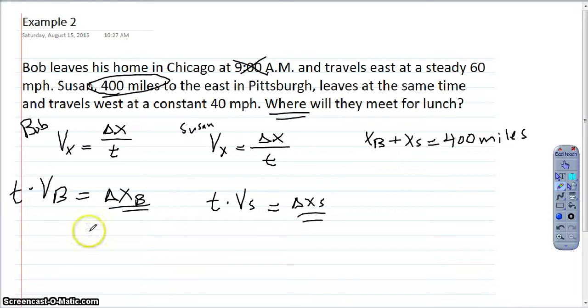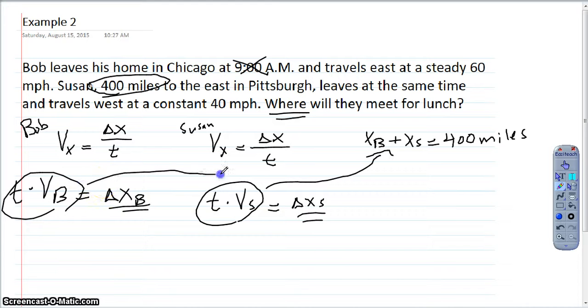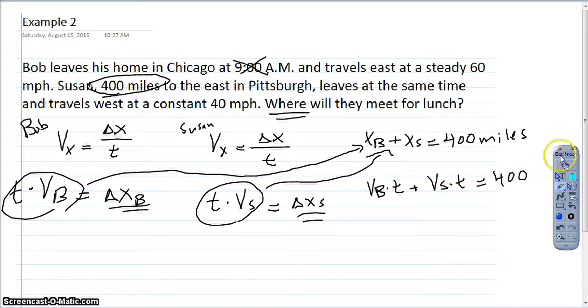Okay, so in this case, if I just substitute these values in, if I take Susan's and plug that in for Susan over there, and I take Bob's and plug this in for Bob's, my handwriting again is not very good, but that's alright. Then I've got the velocity that Bob's traveling times the time, plus the velocity that Susan is traveling times the time, and then that has to equal a total of 400 miles.